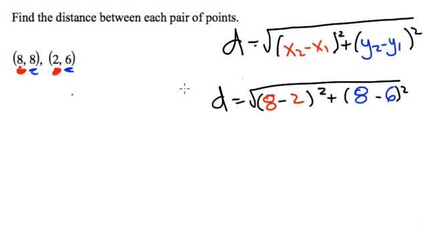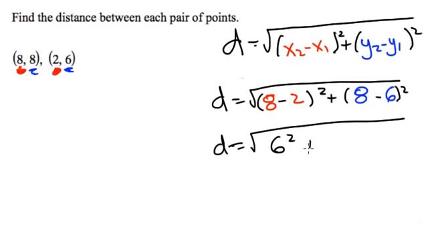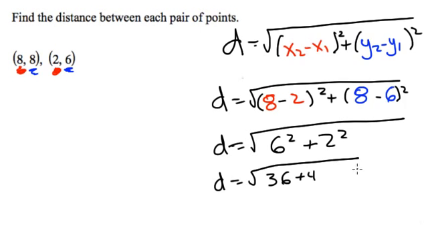Alright, so let's do this out. So the distance equals the square root of 8 minus 2 is 6 squared, plus 8 minus 6 is 2 squared. That's the same thing as the distance equals 36 plus 4, which equals square root of 40. Okay, but I can simplify that.